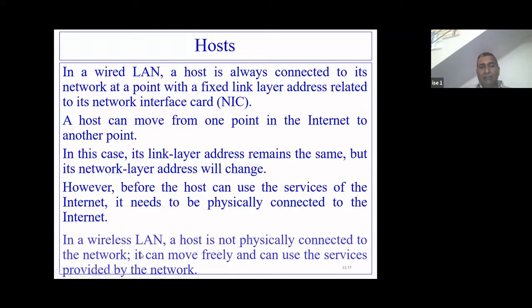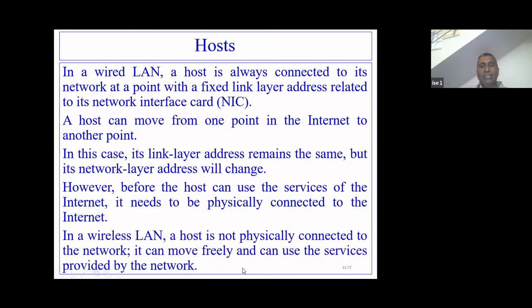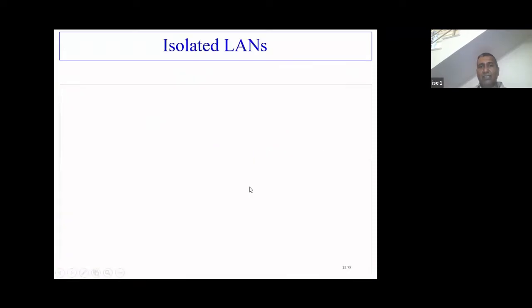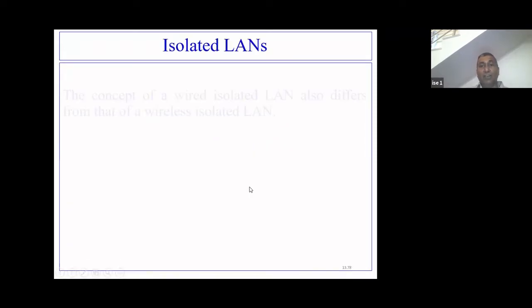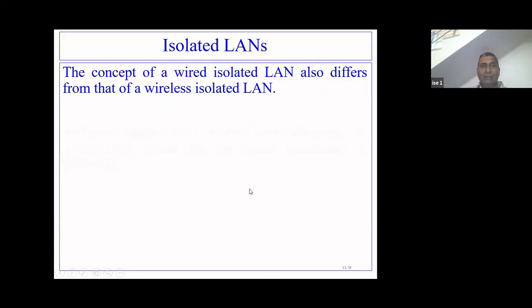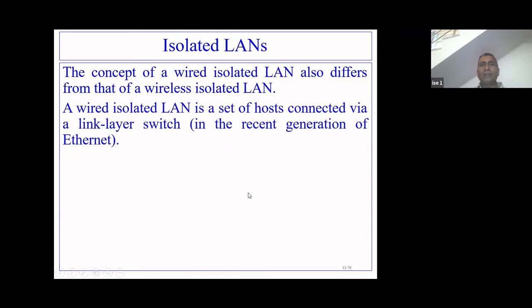So in a wireless LAN, a host is not physically connected to the network and it can move freely. I mean to say the network is available. We have seen through routers and all that it is possible, since your phones are also doing the same thing.